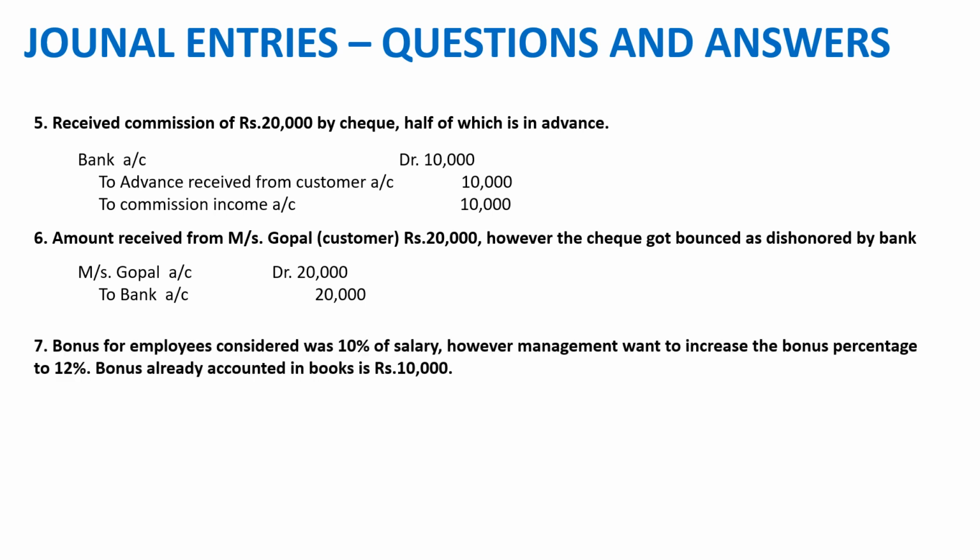Next transaction. Bonus for employees considered was 10% of salary. However, management want to increase the bonus percentage to 12%. Bonus already accounted in books is 10,000. That means 10% is equal to 10,000. So 12% means it is 12,000. So what you will do now? An incremental entry for 2,000 rupees has to be posted.